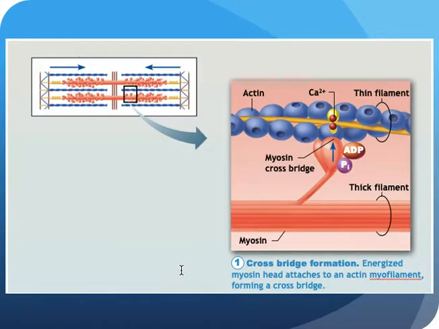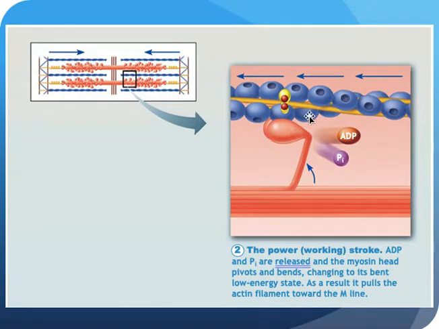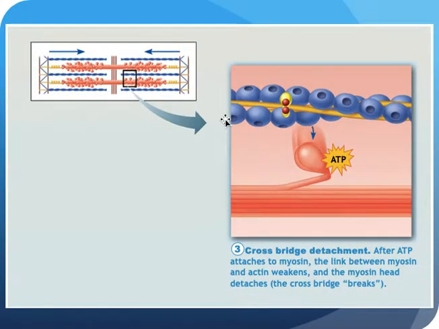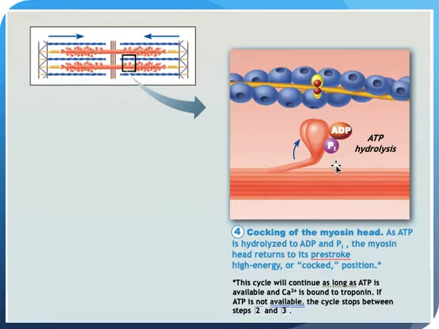Here's a picture of our cross bridge formation, and the images remind you that our body has to use energy to do this. This is the myosin head attached to the actin. The myosin is the part that's going to pull the actin towards the midline, and the actin is the one that moves. Then it can detach, get some more energy, reattach, and do the same thing over and over, as long as I have that nerve impulse, I have calcium, and I have energy.